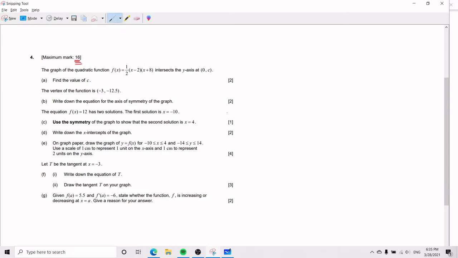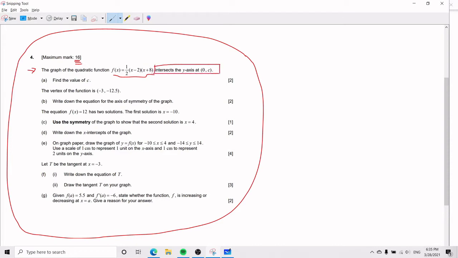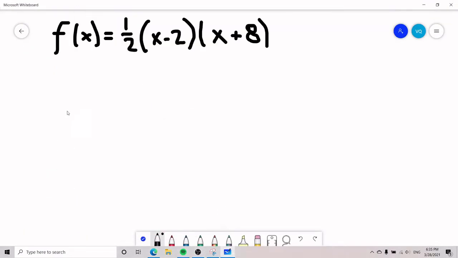But at the same time, we're going to go through a lot of the things that have to do with quadratic functions, and maybe even all of them, okay? So hang in there because we're going to go through pretty much everything that has to do with a quadratic function. So the problem gives us that the graph of the quadratic function is f of x equals 1/2 times x minus 2 times x plus 8, and that it intersects the y-axis at 0, comma c. So for part A, we need to find the value of c.